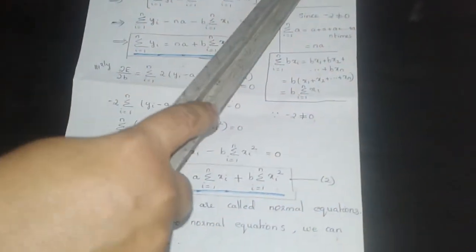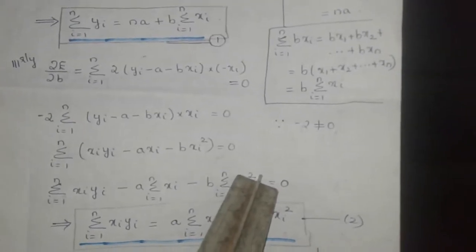Similarly, we can find dou E by dou b. Dou E by dou b equal to sigma i equal to 1 to n, 2 into yi minus a minus bxi, into minus xi, that is the coefficient of b, equal to 0. Here xi is dependent on the summation, so xi is inside the summation and we only take minus 2 outside. Then multiply each term by xi. So, sigma i equal to 1 to n, xi yi minus a xi minus b xi the whole square, equal to 0. Then apply summation on each term.